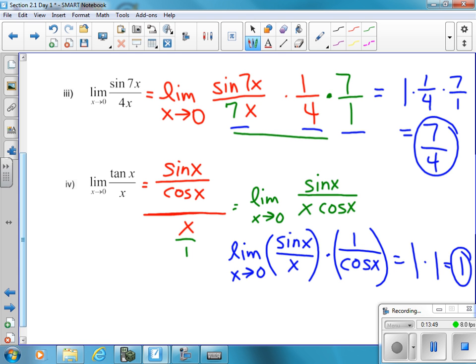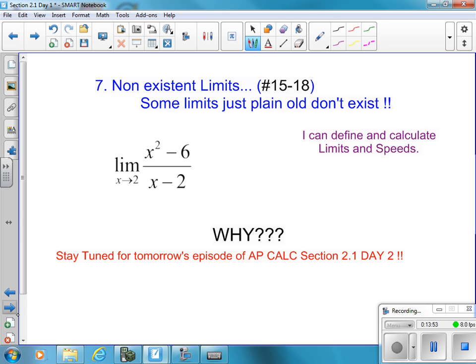One more thing. You have to do a little playing around with trig. And sine of x over x equals 1 when the limit goes to 0.